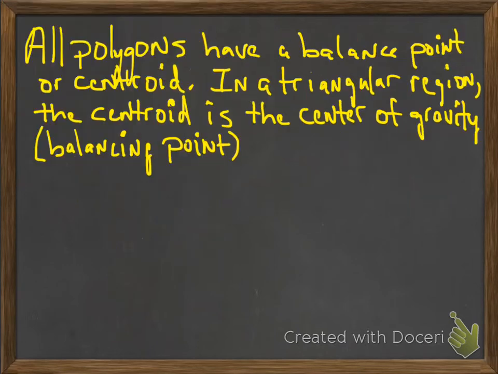All right. All polygons have a balance point, or a centroid. So the centroid is actually a balance point. In a triangular region, the centroid is the center of gravity, the balancing point. In other words, if you had a real object and you wanted to hold it up steady, if you find that centroid point, then that would keep it properly balanced and be the most stable part to keep it from falling over.